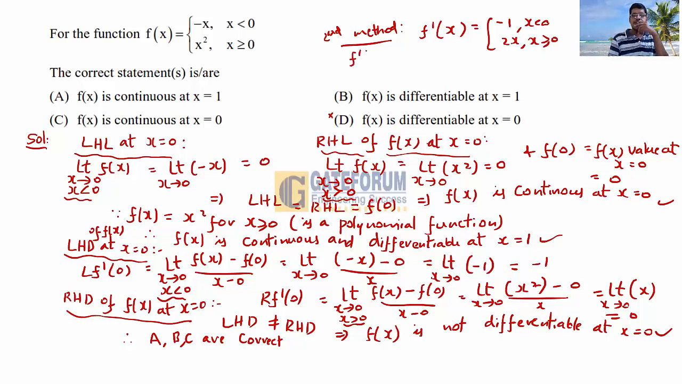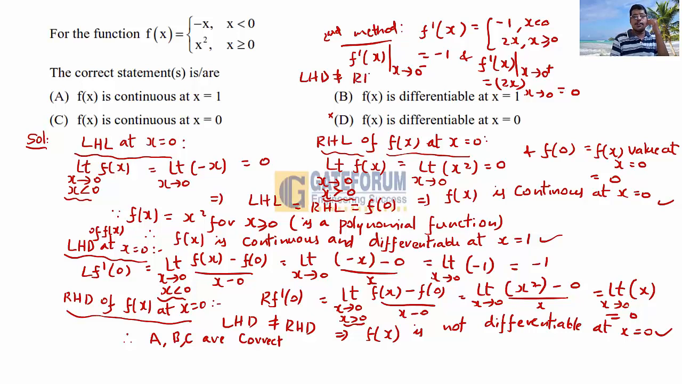So f dash x as x tends to 0 minus, you will be getting minus 1, and f dash x as x tends to 0 plus, that is the right hand derivative, you will be getting 2x. After that, as x tends to 0, it is nothing but 0. So the left hand derivative is not equal to the right hand derivative. Okay, so f of x is not differentiable at x equal to 1. So the first three, A, B, C, are correct. This is the answer. This is the end of the question.